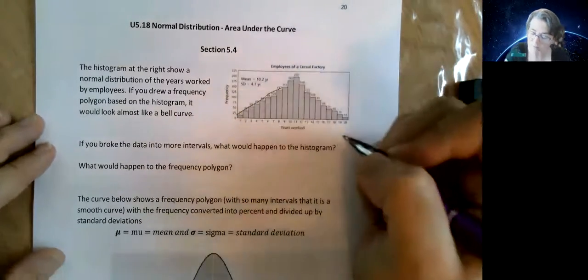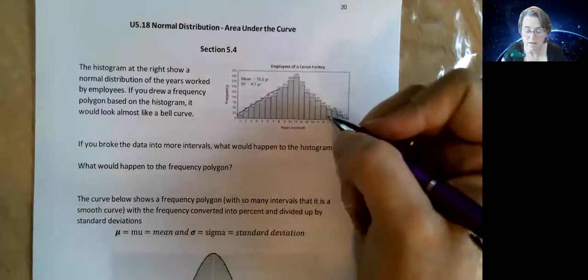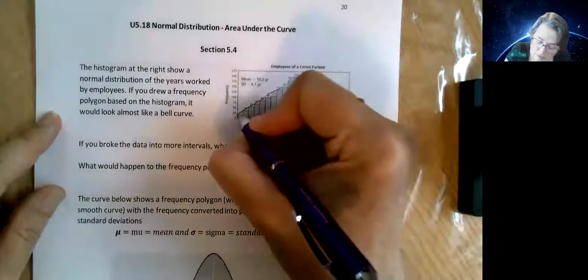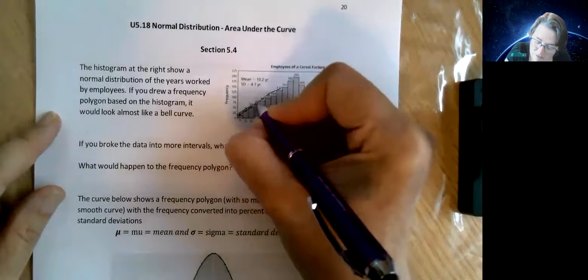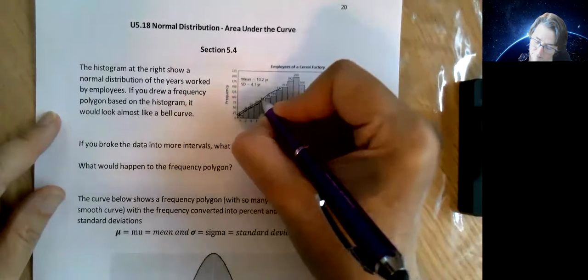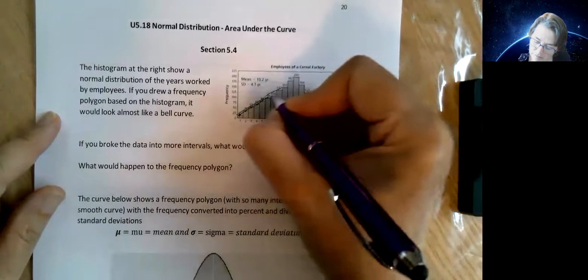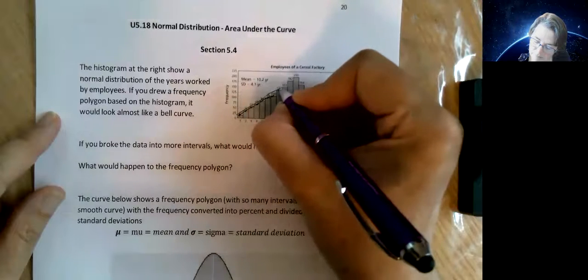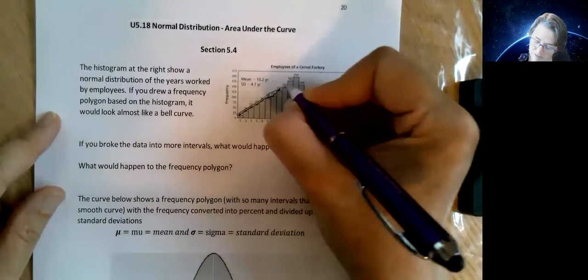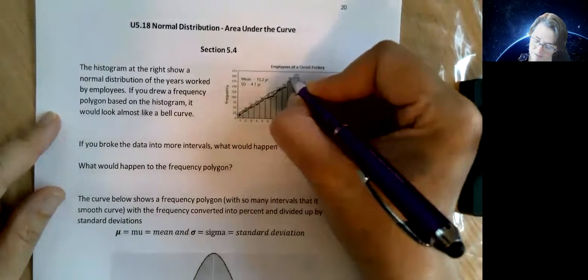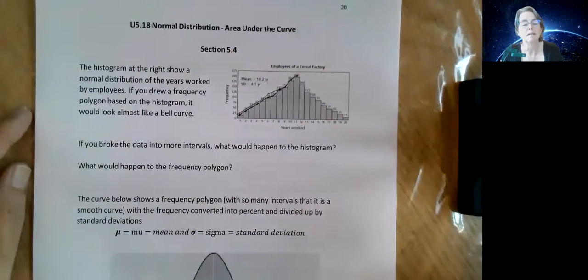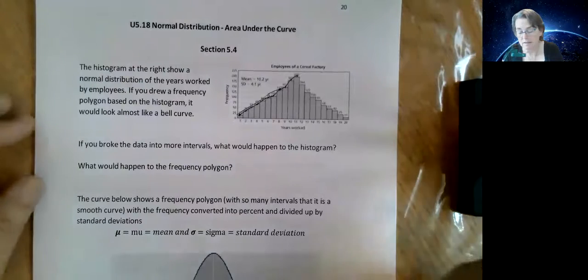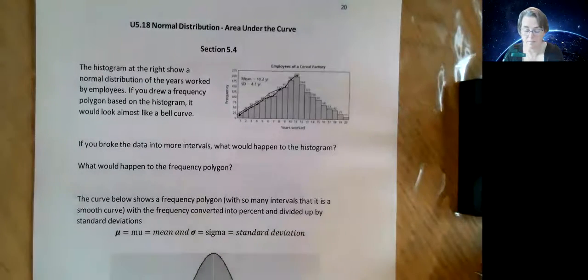Pretty good curve. Now, I kind of did that wrong. If I was drawing a frequency polygon, it would go middle, middle, middle. Not that far off. Right, it's not perfect, but it's not bad. It's not exactly a smooth curve, but it's close. I'm not going to go down the other side, but you get the idea.